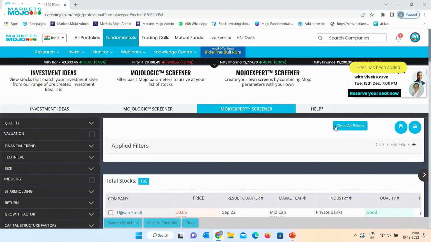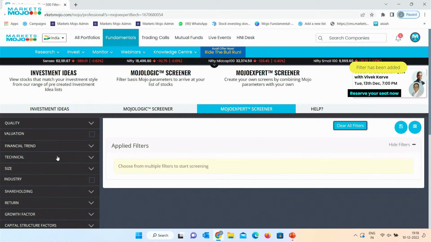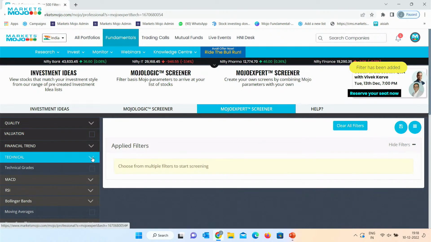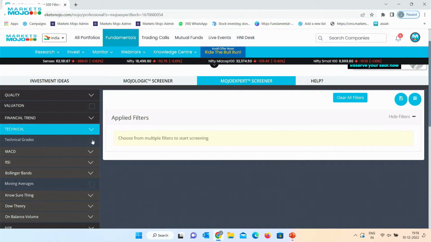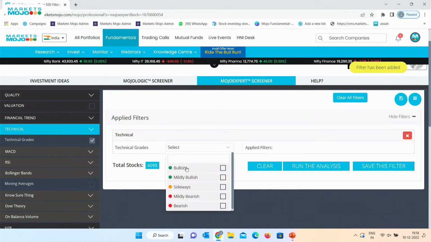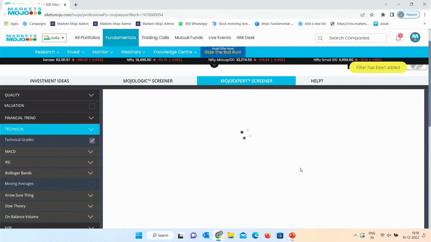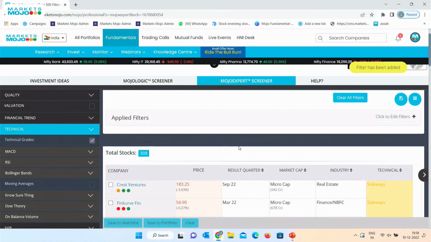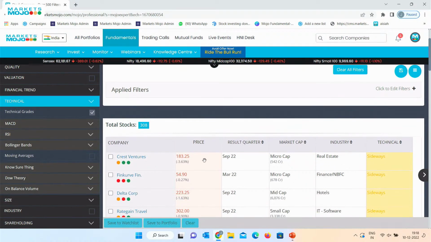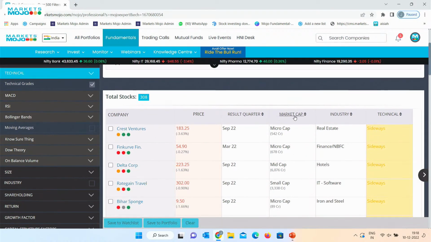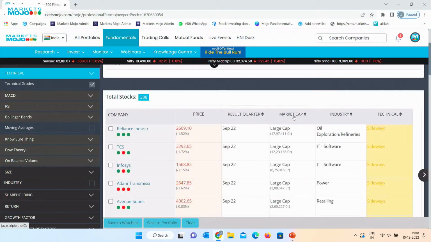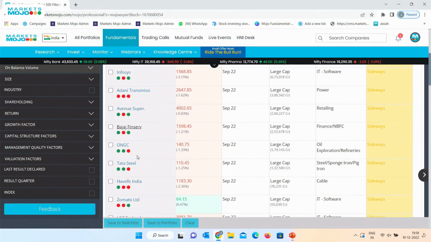Screener is very simple. We actually use different parameters to reach a list of stocks. Here if you see the technical, I can go to technical grades and select sideways. Sideways is a company where it's neither bullish nor bearish. It's actually moving sideways, as the name suggests, in a constant momentum. So all these companies over here are sideways. You can sort them by market cap. Look at Reliance Industries, it's actually a sideways company, TCS, Infosys, and so forth.